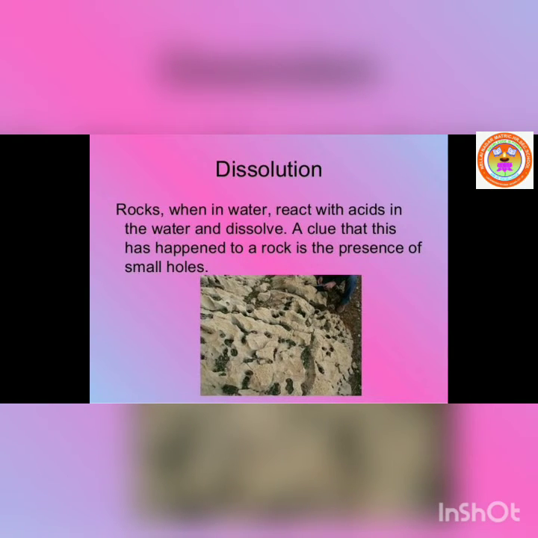Solution. The dissolution of rock substances in water results in the loosening of the rock particles. This in turn breaks down the rocks. Rocks when in water react with the acids in the water and dissolve. A clue that this has happened to a rock is the presence of small holes.